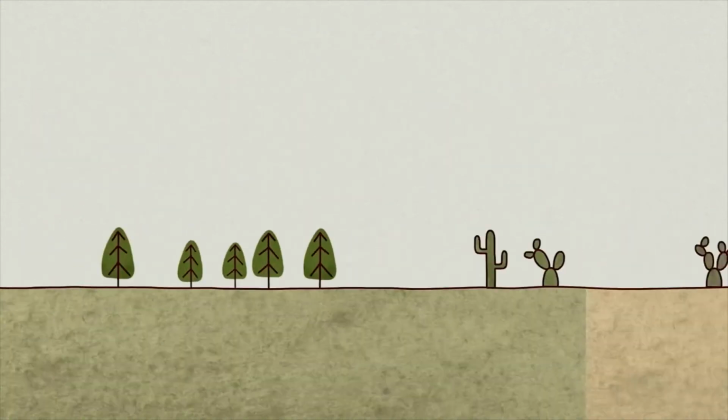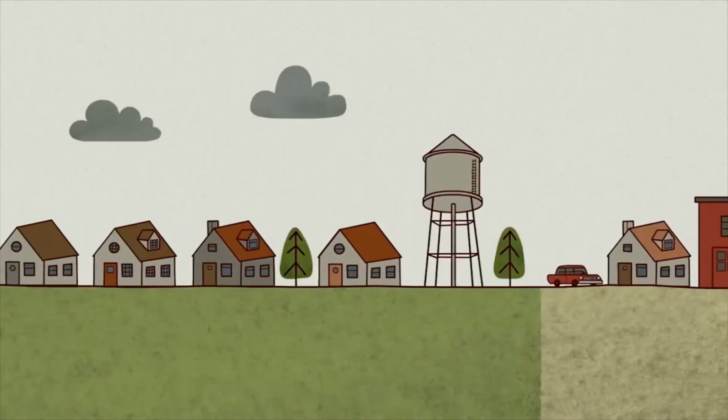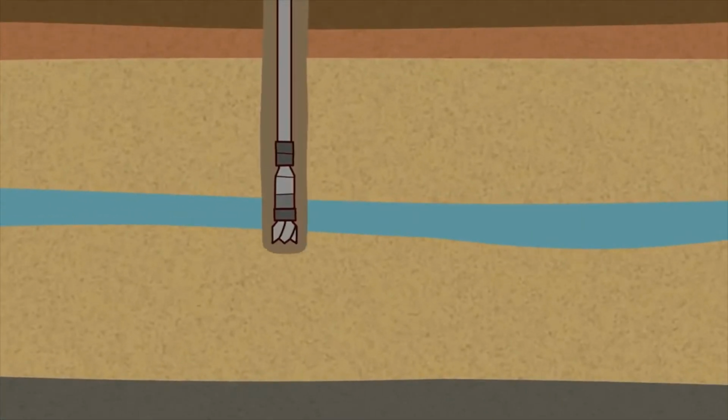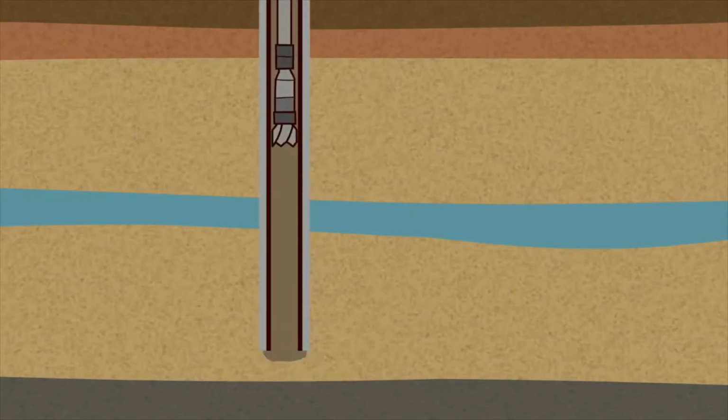A fracking site can be anywhere with natural gas, from a remote desert to several hundred feet from your backyard. It starts out with a long vertical hole, known as a wellbore, drilled down through layers of sediment.